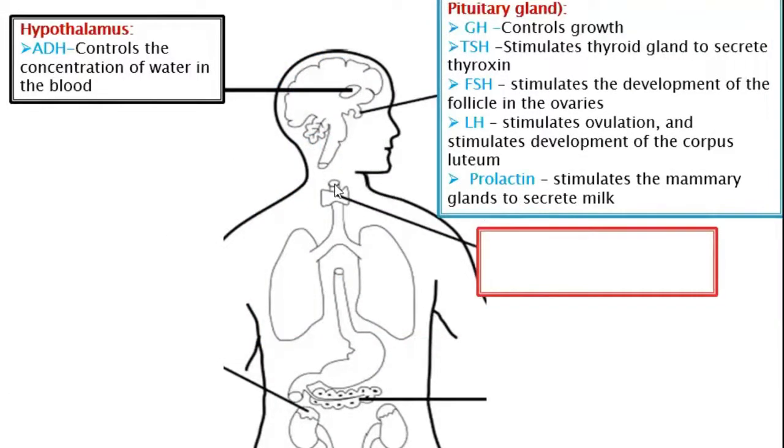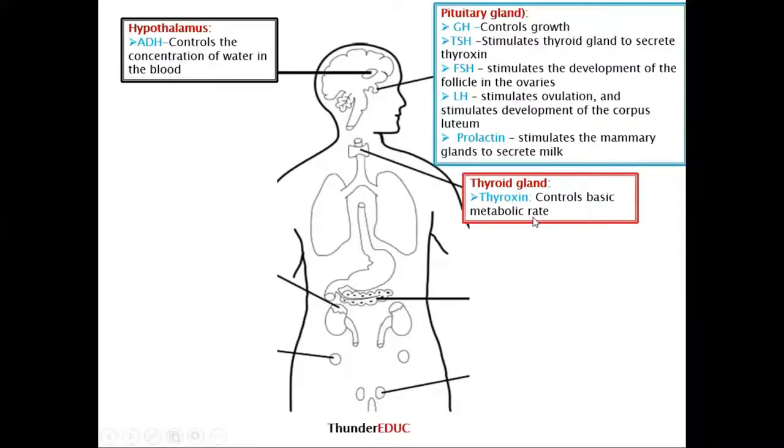Then when you go to the thyroid gland, it produces thyroxine. So what is the function of thyroxine? It controls the basic metabolic rate. When you talk about metabolic rate, you are talking about the rate at which you grow and the rate at which you are active.